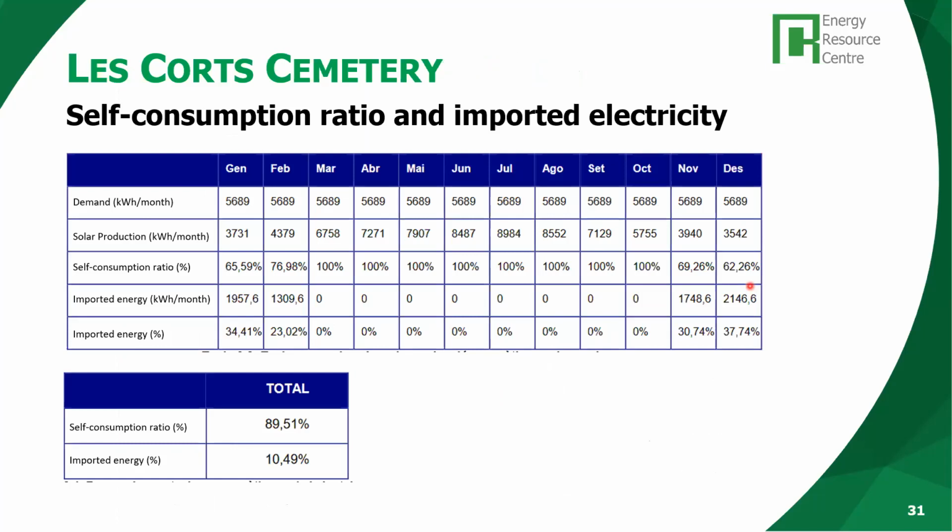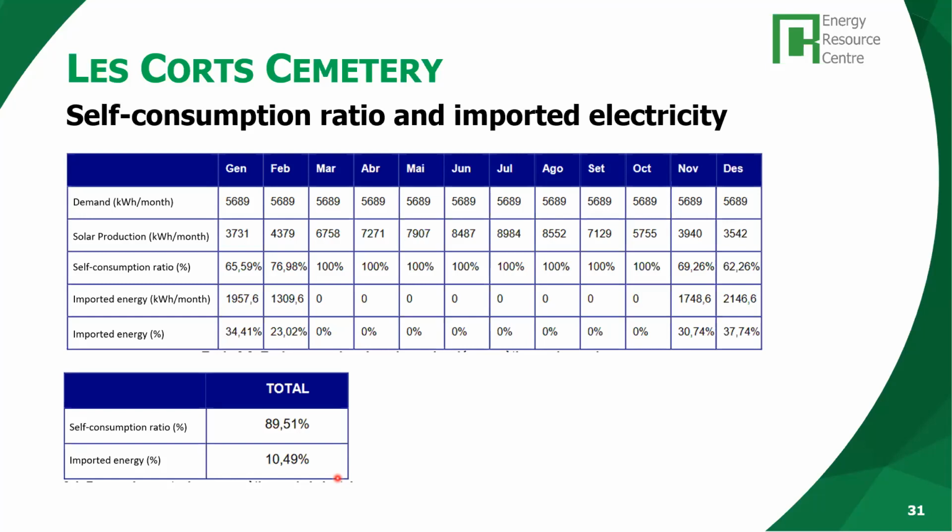Okay, finally, some final considerations. The expected self-consumption ratio is roughly 90%, with only 10% of electricity imported from the grid. This is the expected, but the real one is 92%, because we have a system to monitor the demand and also the production, and we are achieving, 6 years later, a 92% self-consumption ratio, the self-sufficiency ratio.